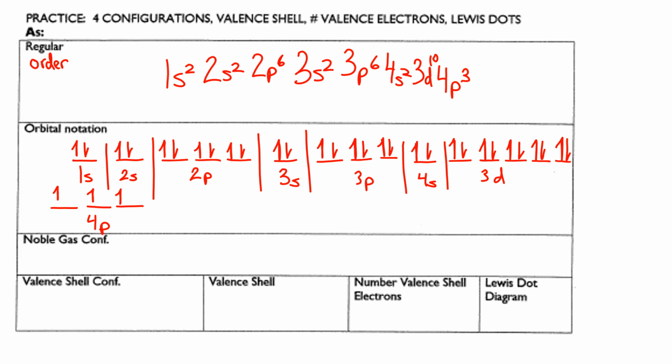Now, this is just kind of a little bit of a mental exercise, but look at your periodic table. How many electrons would you expect a neutral atom of arsenic to have? 33. Do me a favor. Add up all your exponents on your regular order. It's going to be 33. Then count your arrows. How many electrons do you end up with? 33.